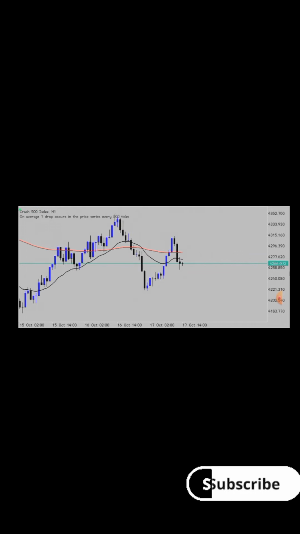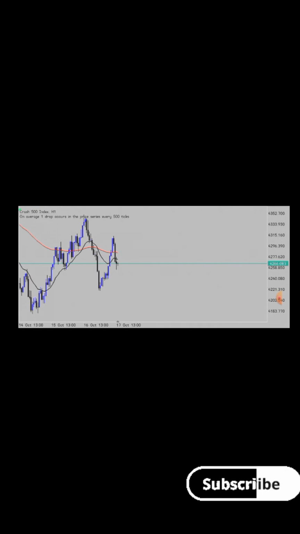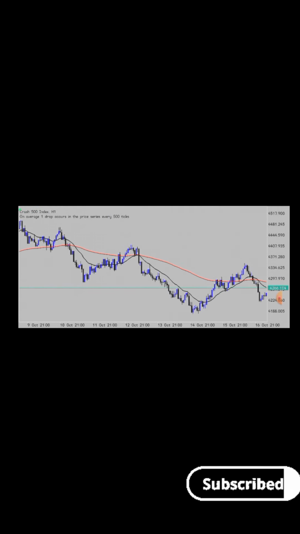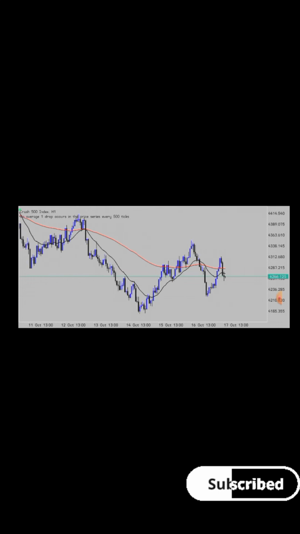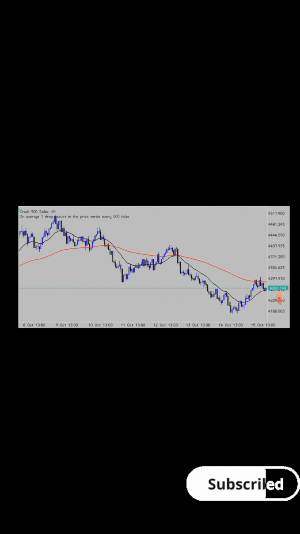Now I'm going to show you your entry point, where you should enter the market. First of all, don't go beyond the 1 hour time frame. Make sure you look at the 1 hour time frame as your directional trend of the market, then go down to 15 minutes, 30 minutes or so. That is number one.